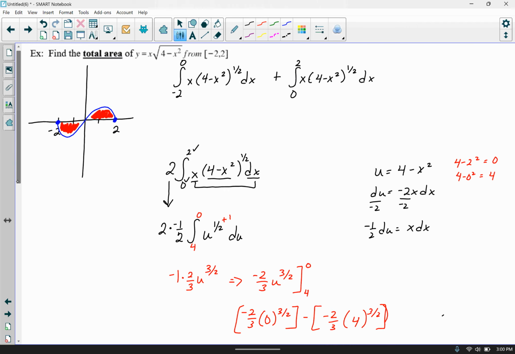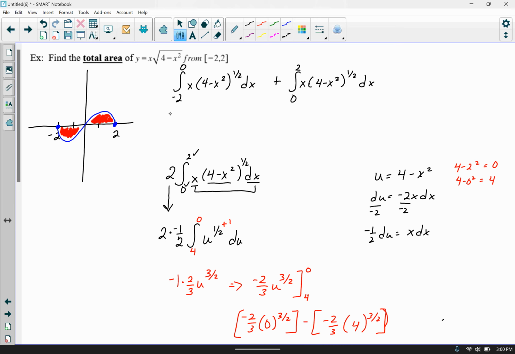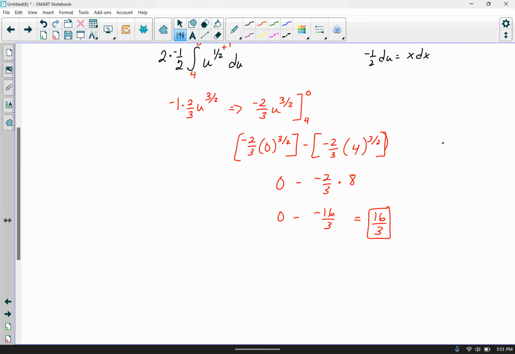If you go back up to this problem, you're going to find that the area of this side is 8/3 and the area of that side is 8/3, and 8/3 plus 8/3 is going to land you at 16/3.